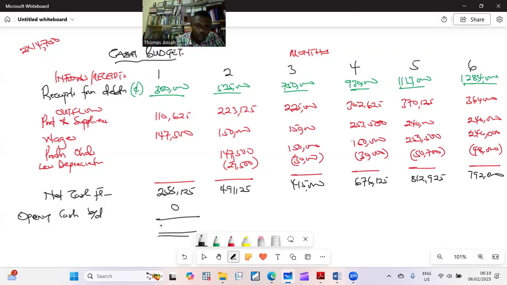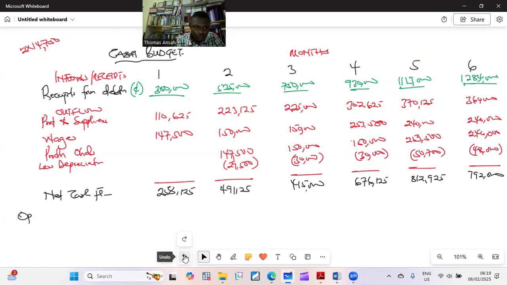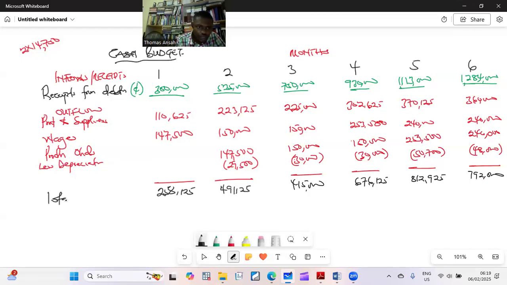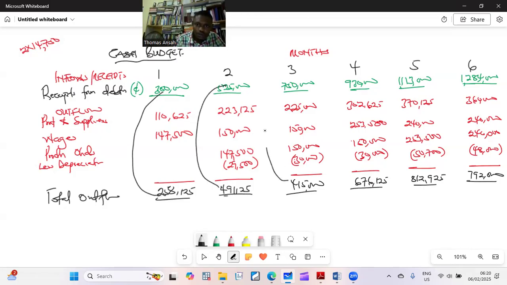So our total will, oh, sorry, we need to subtract first. This one was our total. We need to subtract. This side is actually the total outflow. These totals that we have done is total outflow. And if you remember what I told you, we are going to deduct this from this, from this, and you get your net cash flow.